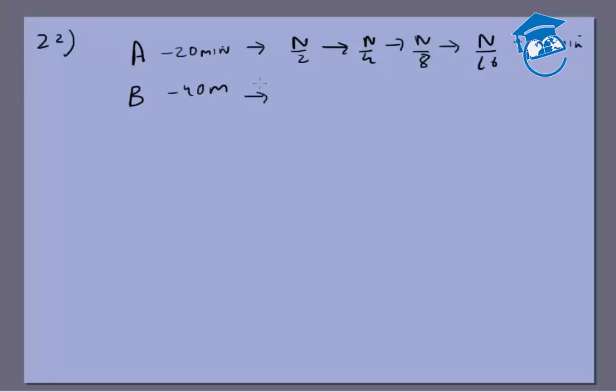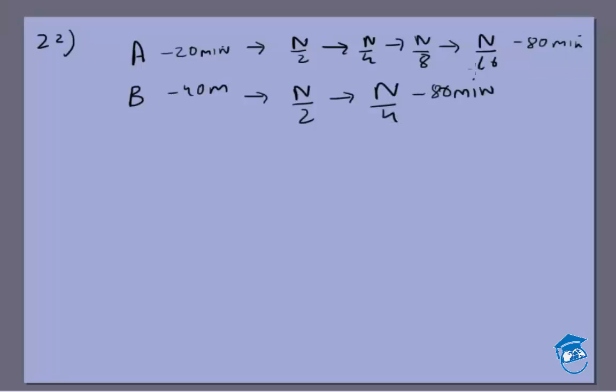B, if this also starts out with n because they have initially the same number of nuclei. So after 40 minutes, this will be n by 2, and after 80 minutes, it will be n by 4. So how much has been decayed? For A, 15 n by 16 has been decayed, and for B, 3 n by 4 has been decayed.